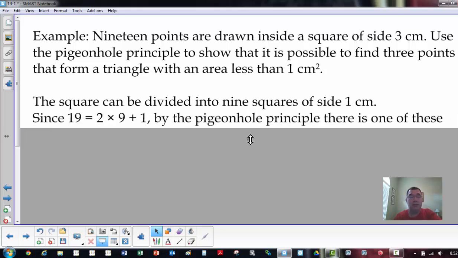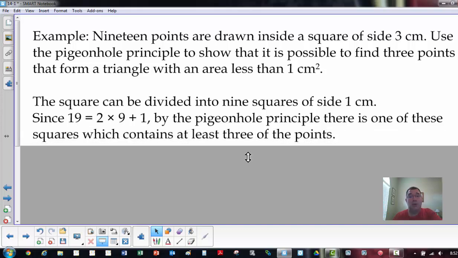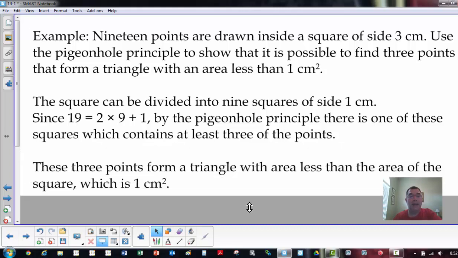Now, if I wanted to be really conservative about this, remember I've got 19 points. So what I could do is put 2 of the points in each of those 9 squares, and that would be 18 points taken care of, but I've got 1 more, and that 1 more point has to go in a 1 by 1 square that already has 2 points in it. So there is going to be a 1 by 1 square that has 3 points in it, and I can make a triangle out of those 3 points, and that triangle is going to have an area that is less than 1 square centimeter, since it's already inside of a square that has an area of exactly 1 square centimeter.